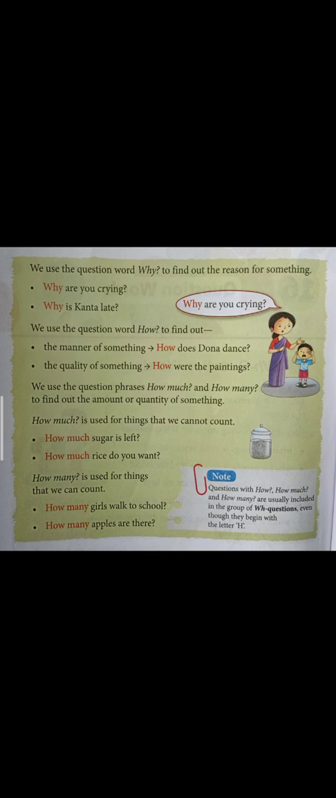Now next is the quality of something. If we want to ask something based on quality, of course we use the question word how. And what will be the question? How were the paintings? So for the manner of something or the quality of something, we will use the question word how.